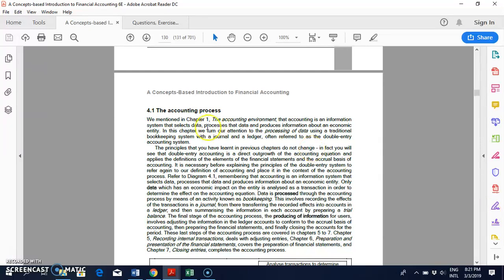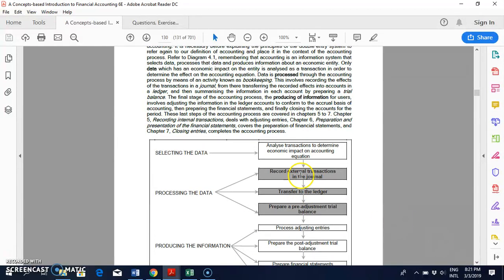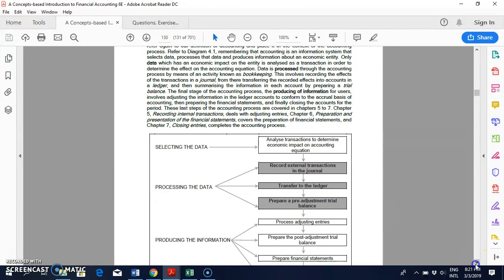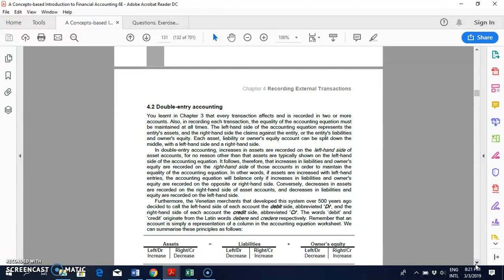In the following video, we're working through chapter 4, and in chapter 4, we speak about preparing the journal transactions, transferring to the general ledger, and then preparing the pre-adjustment trial balance. So in chapter 4, we're now dealing with the double entry system, and the double entry account, which means for every debit, there should be a counter, a credit.